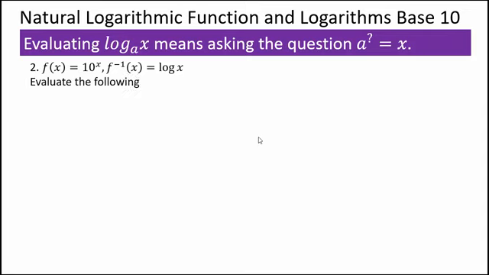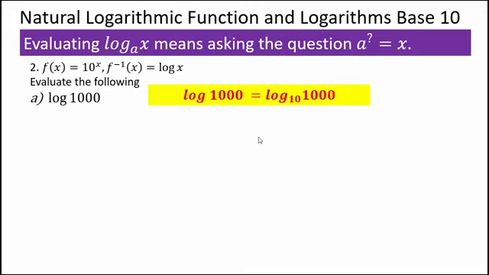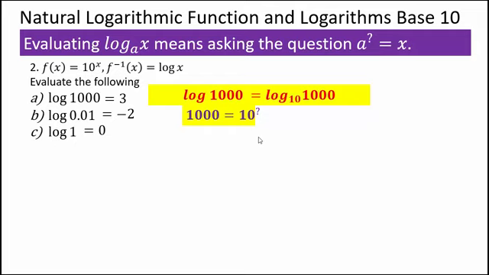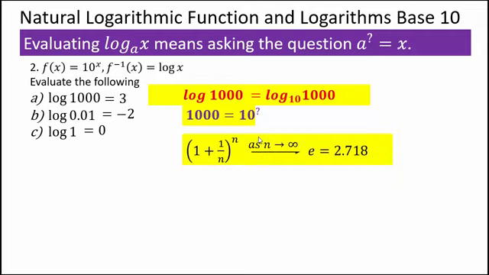So in other words, if I wanted to evaluate log of 1,000, remember, it's base 10, so you're looking for 10 to what power gives you 1,000? So that would be what? 3. Log of 0.01: 10 to the power of negative 2 will give you 0.01. 10 to the power 0 will give you 1. We will spend more time on these later.